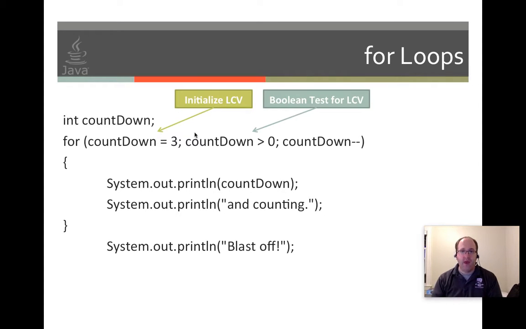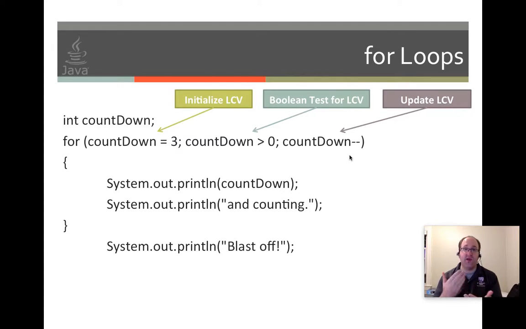And then third, let's update the loop control variable. Each iteration of the loop, we will do whatever it says here to update the loop control variable. It can be a lot of things. We can add to the loop control variable. In this case, we are decrementing, because we want to count down. But it could be anything, honestly, as long as it evaluates to a number. We'll start simple right now.